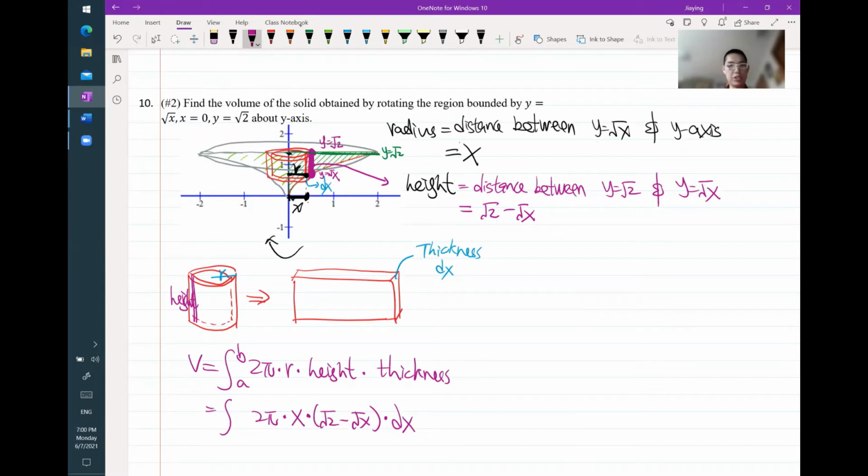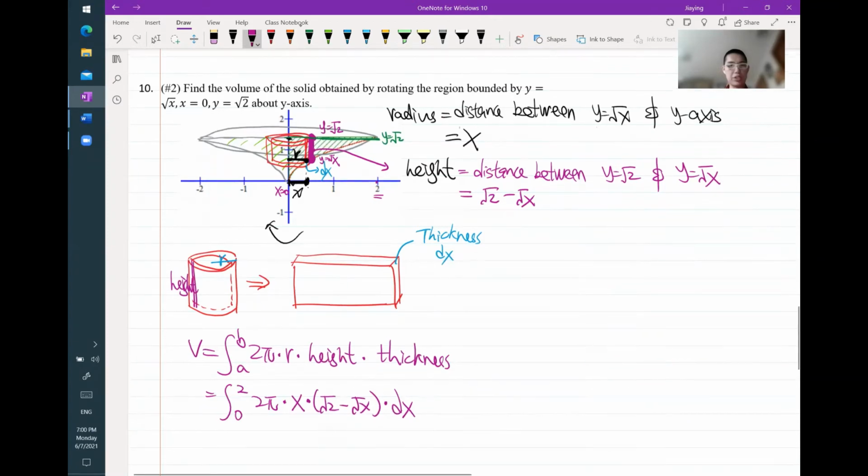And because the thickness is dx, the lower and the upper bound for the integral come from the x interval of the shaded region. The shaded region begins on the left side at the y-axis, so that's x equals 0. On the right side it stops at x equals 2. So the lower bound is 0, the upper bound is 2. This will give me the volume when I evaluate.